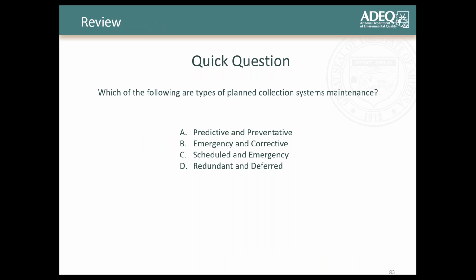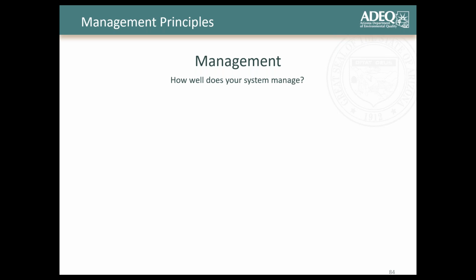Another quick question: which of the following types are planned collection system maintenance? A, predictive and preventative; B, emergency and corrective; C, scheduled and emergency; or D, redundant and deferred. Got a couple of responses rolling in now. Looks like A is the winner at this point. All right, the consensus: yep, A is definitely the winner on that one.